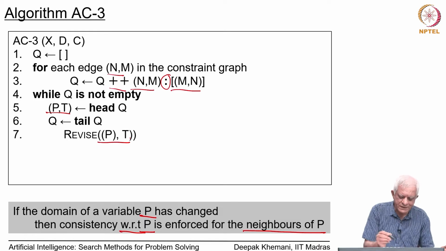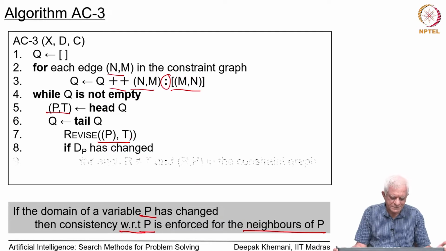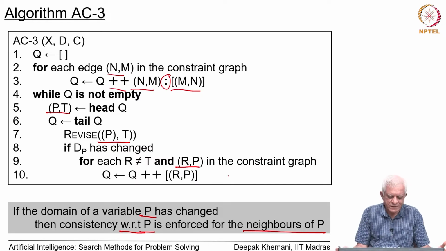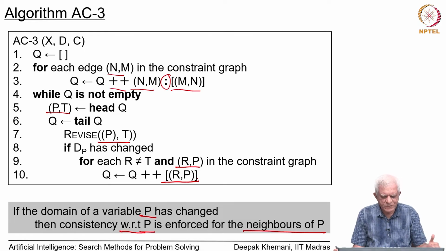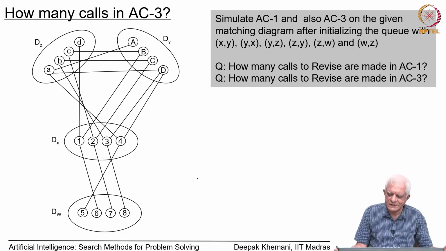So, we will call revise PT, and the domain of P may change, and if the domain of P has changed, then for each variable R which is not T, such that RP is an edge in the constraint graph, you add this RP call. So, this is like saying I want to do revise R with P again. Why? Because P has changed and R was connected to P. So, let me just check that R is consistent with respect to P. So, that is the algorithm AC3. It is a very popular algorithm and used a lot.